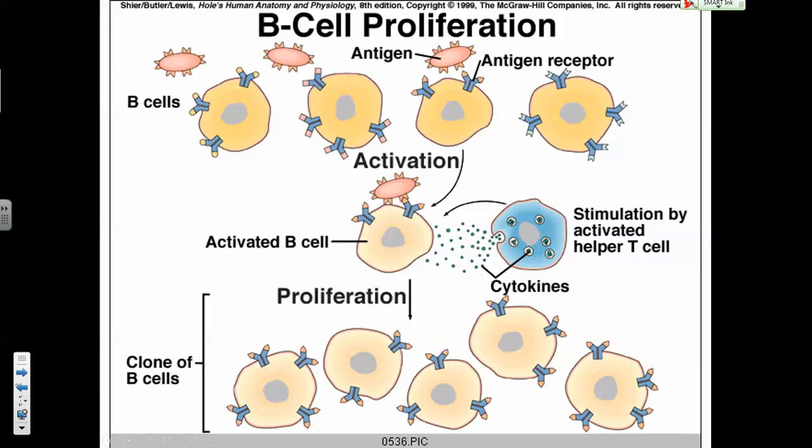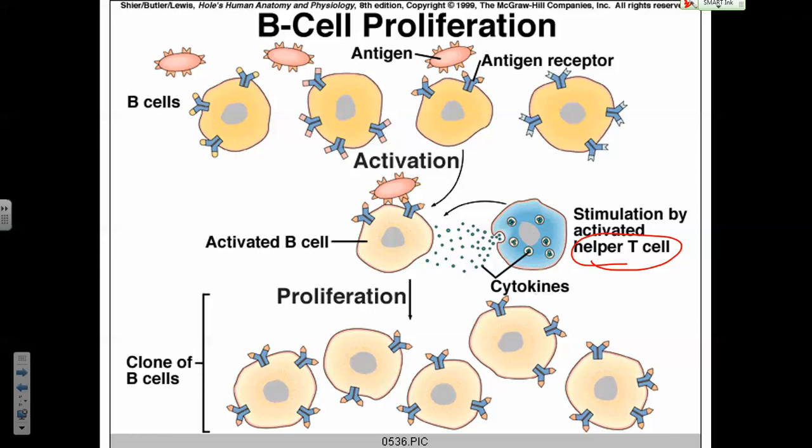Okay, here's another picture of B cell proliferation. This is from an older book. It just shows it more simply, I guess. But do you notice on all these pictures of the B cell proliferation that there's always an already activated helper T cell right there with it to release some cytokines that can aid the proliferation?